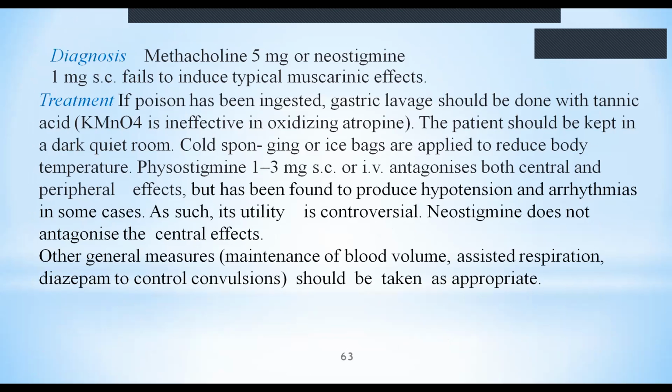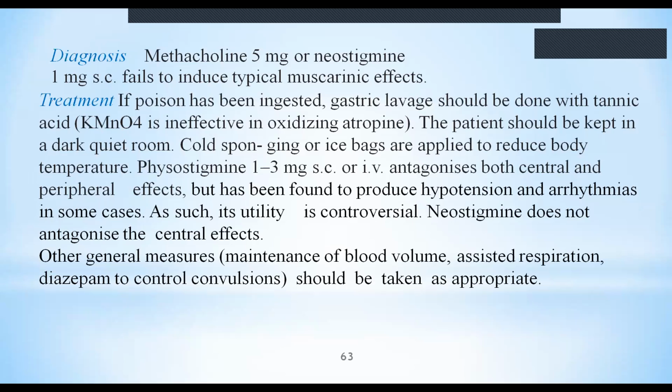Diagnosis is by administration of methacholine or 5 mg neostigmine or 1 mg subcutaneous physostigmine to induce topical muscarinic effect. For treatment, if the poison has been ingested, gastric lavage should be done with tannic acid, and camphor is ineffective in oxidizing the atropine. The patient should be kept in a dark, quiet room. Cold sponging and ice bags are applied to reduce body temperature, because it causes atropine fever. Physostigmine 1 to 3 mg subcutaneous or IV antagonizes both central and peripheral effects, but has been found to produce hypotension and arrhythmias because it acts on the heart. As such, its utility is controversial.